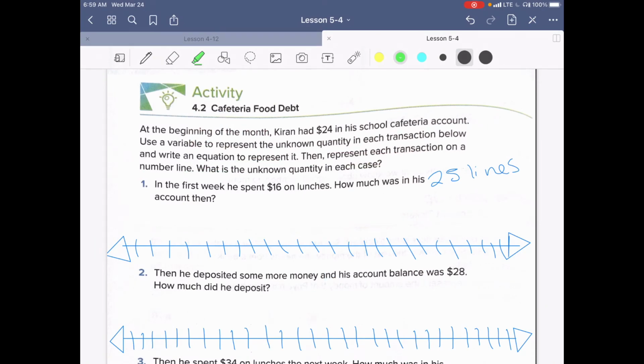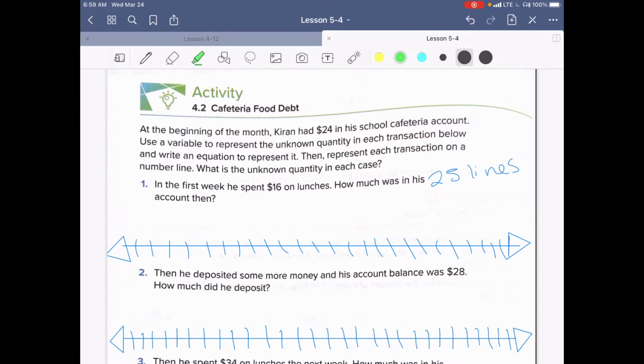Now we're going to look at activity 4.2, cafeteria food debt. At the beginning of the month, Kieran had $24 in his school cafeteria account. Use a variable to represent the unknown quantity in each transaction below, and write an equation to represent it. Then, represent each transaction on a number line. What is the unknown quantity in each case? I want you to take a moment and highlight any important details that you think are here.